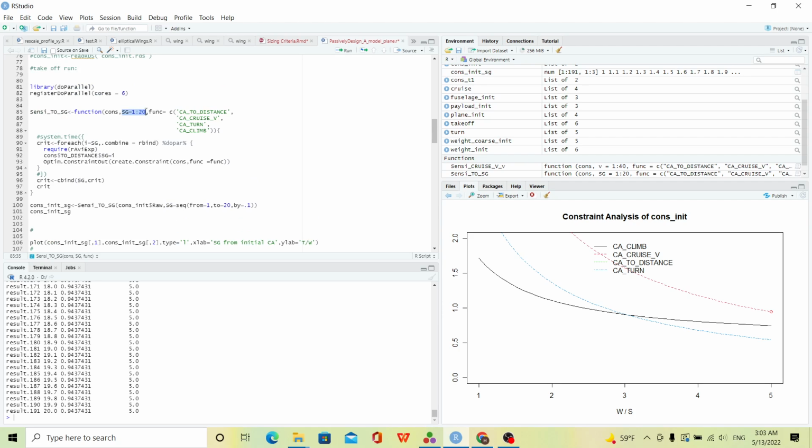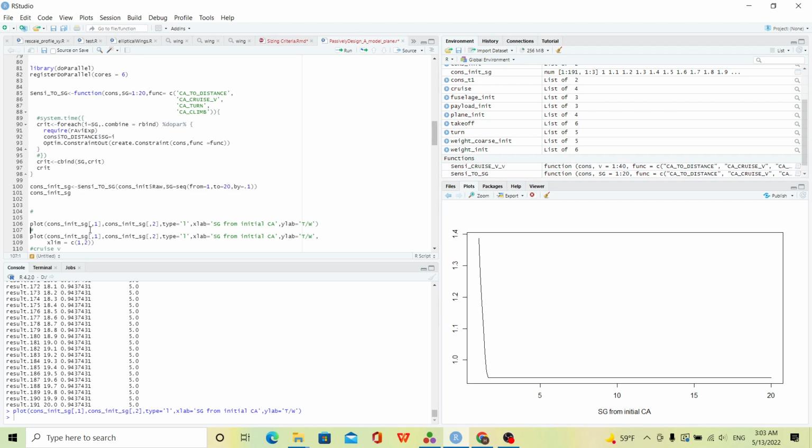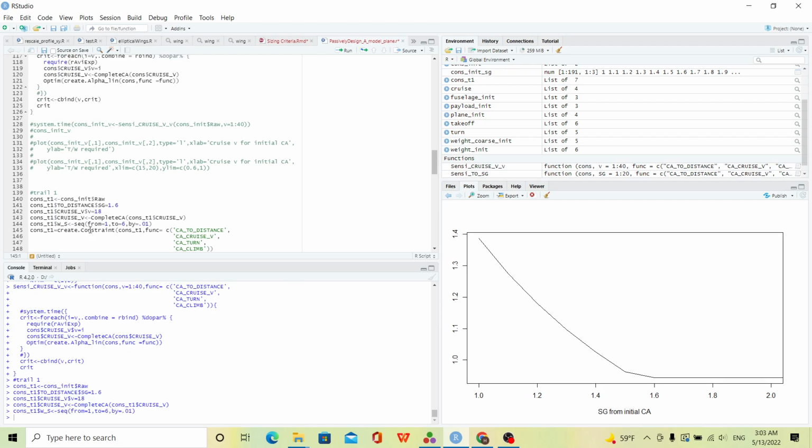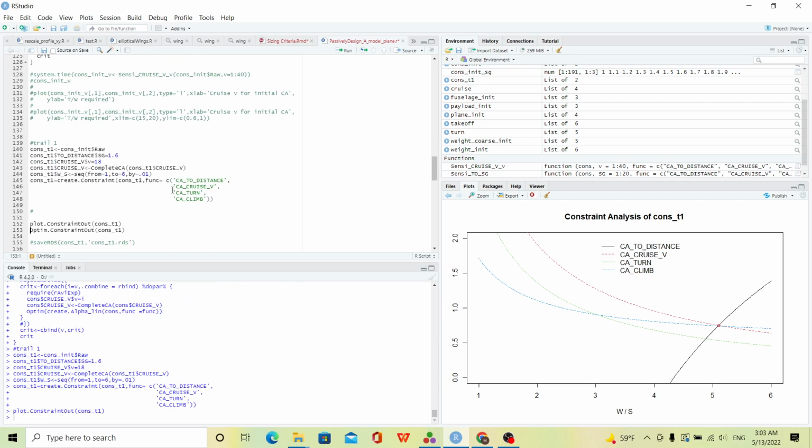the SG, so the takeoff run length from 1 to 20, and see what's the sensitivity of the CA with respect to that. And after that trial, I determined to make my constraint like that, and because that doesn't have a lot of sensitivity, I can just slightly increase the engine size and get a much better ability to do the takeoff run.